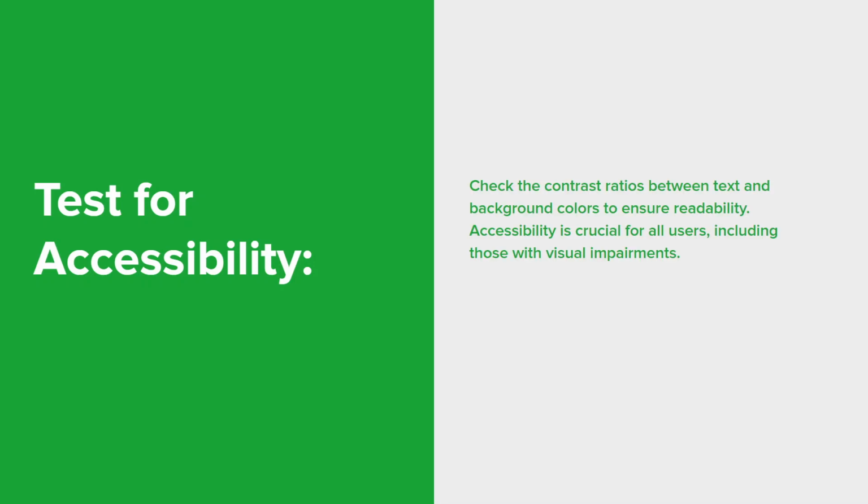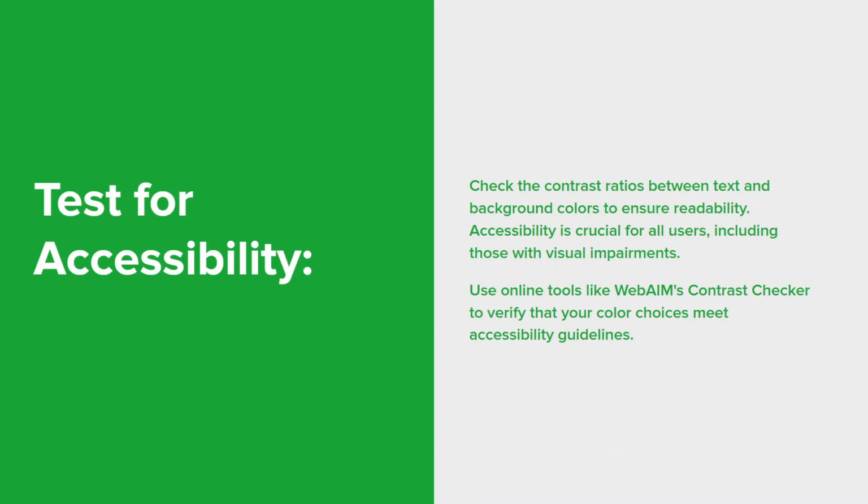Next up is really important. You want to test for accessibility. So check the contrast ratios between text and background colors to ensure they're readable. And accessibility is really crucial for all users, including those with visual impairments. You can use online tools like WebAIM's Contrast Checker to verify that your color choices meet accessibility guidelines.